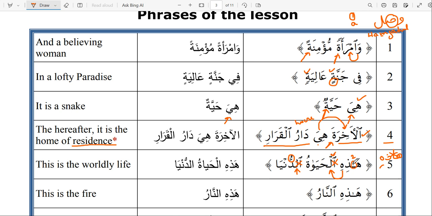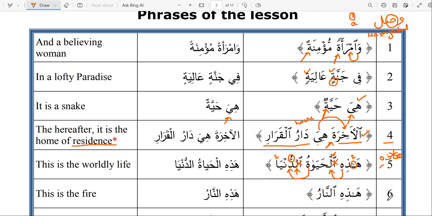So how are you going to read? Hadhil hayatud dunya. Dunya, and this has a long vowel, 2 counts. And this is how you read in a Quranic ayah. It is the worldly life. Haya means life and dunya means world. So it is a worldly life.